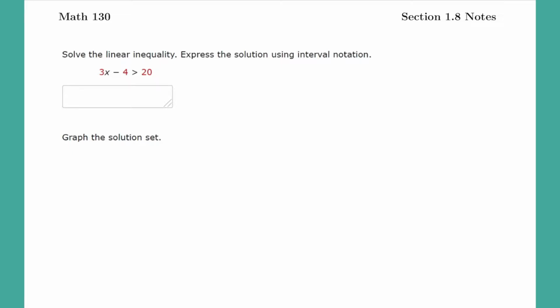So let's look at this first example. We need to solve and express the solution using interval notation. So let's add 4 to both sides. 3x is greater than 24, divide by 3. x is greater than 8. So that's the solving part.